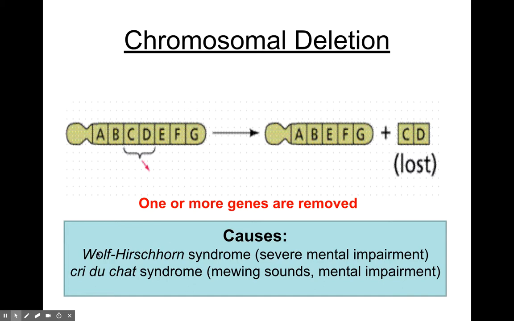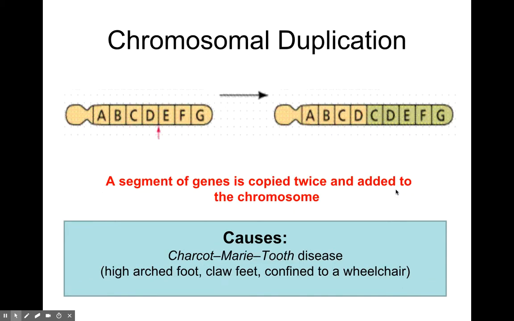Some examples are Wolff-Hirschhorn syndrome. This causes severe mental impairment, as well as Cri-du-Chat syndrome, which causes mewing sounds, and again, extreme mental impairment. I mean, we've lost 2 entire genes. The severity and the impairment can also depend on which 2 genes we've lost and on which chromosome.